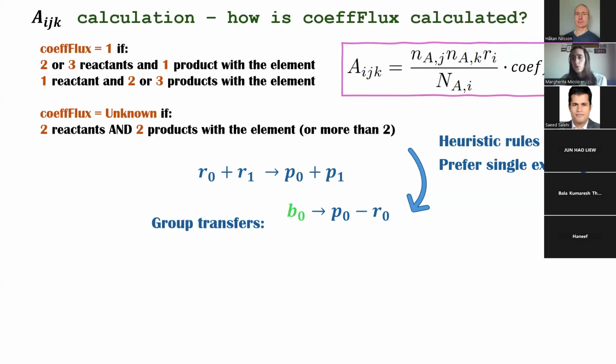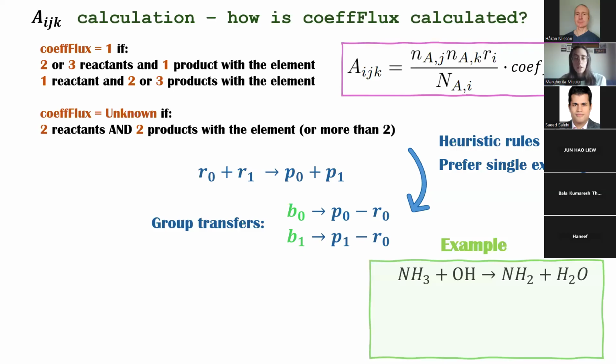B0 is a first group transfer, will be P0 minus R0, and B1 will be P1 minus R0. And to calculate this, let's have a look at this example. So B0 will be calculated by subtracting from the product 0 the number of atoms of the reactant 0. So in order to do this, we have in P0, for example, 1 atom of nitrogen, and also in R0 we have 1 of it. So 1 minus 1 will give 0.